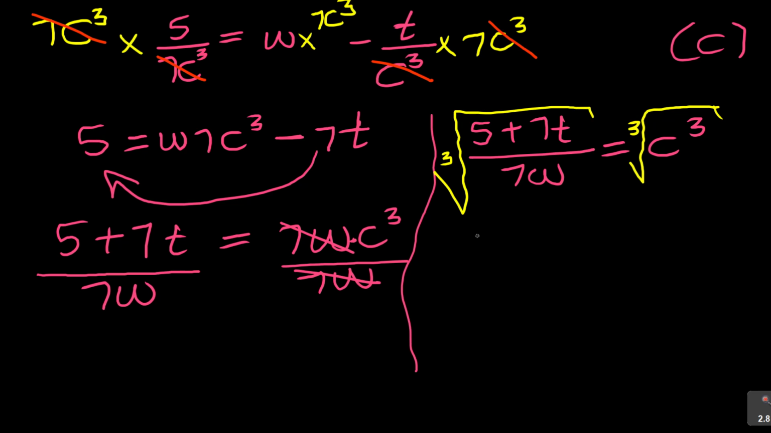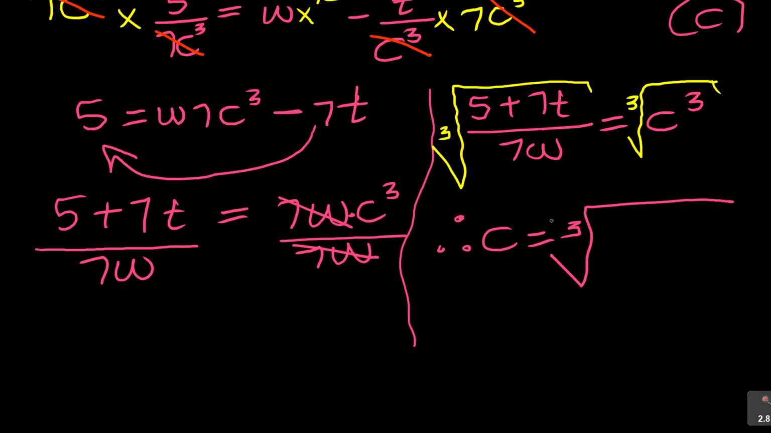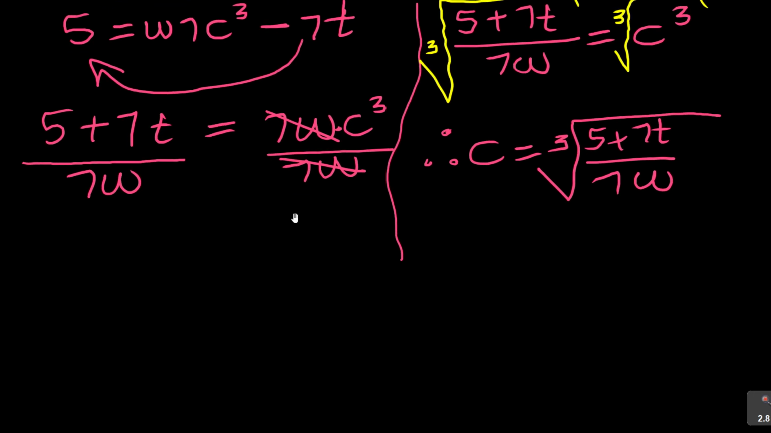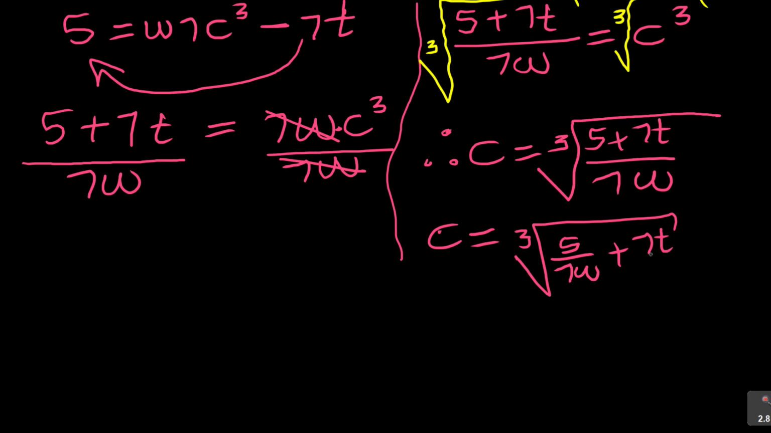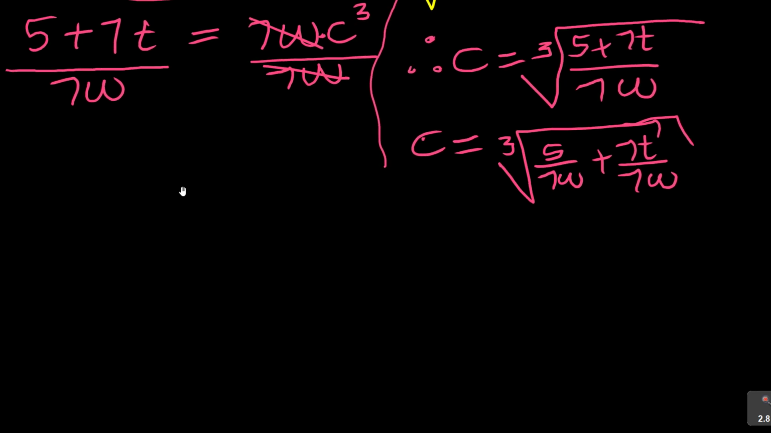Then you can come here and say, therefore, you can start now with your c. c is equal to cube root of what? You write as is, 5 plus 7t over 7w. You're allowed to do this. Some of you will say, but when I was dividing my c, I wanted to be cube root of, you're allowed to do this, 5 over 7w plus 7t over 7w. You see this? You are allowed to divide individually.